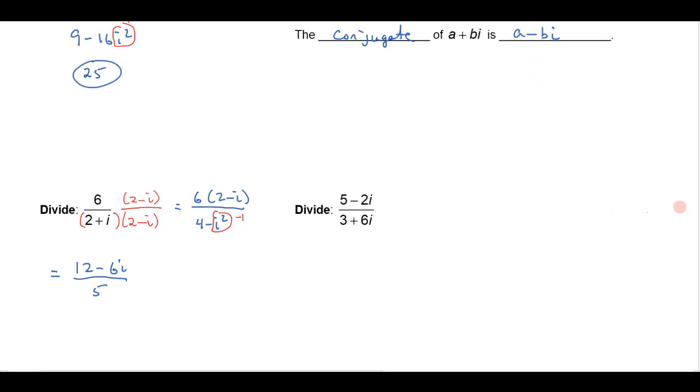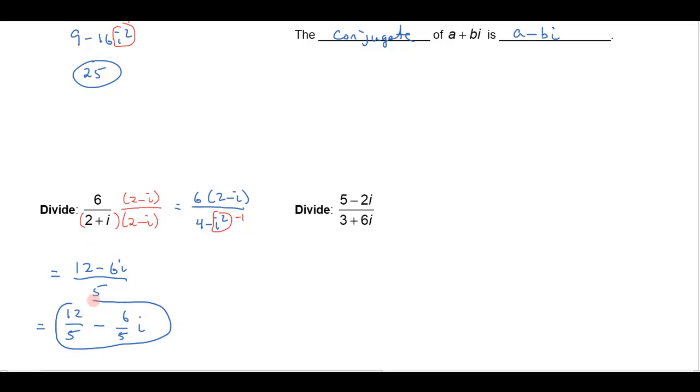And notice that I can now rewrite this as 12 fifths plus a negative 6/5 i. So if I take this complex number, remember every real number is also a complex number, and I divide it by this complex number, I get this complex number. I get 12/5 plus a negative 6/5 i. All right? And instead of writing plus a minus like that, I'd probably just put a minus right here. That's probably the easiest way to do that.